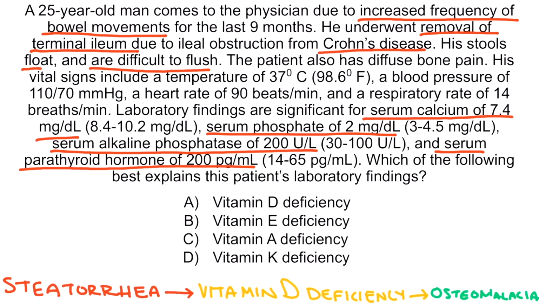Deficiency of vitamin D impairs calcium and phosphate absorption from the gut, resulting in hypocalcemia and hypophosphatemia. Hypocalcemia leads to increased parathyroid hormone production, so parathyroid hormone levels are usually high. Finally, parathyroid hormone-induced activation of osteoblasts results in high alkaline phosphatase. Therefore, the correct answer is option A.